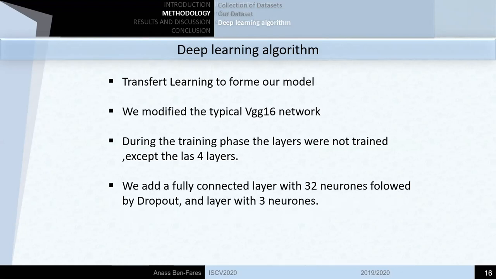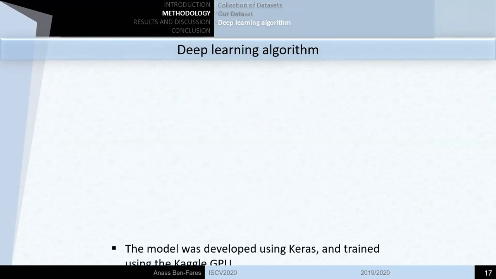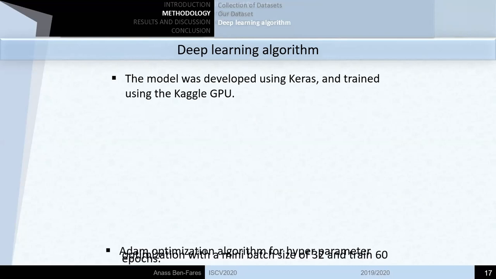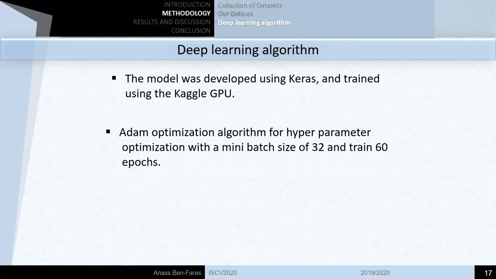The difference between the VGG16 and our model in classification is in the last fully connected layer. We reduce the dimension of features before they are sent to the final classification. So we add a fully connected layer with 32 neurons, followed by dropout, and a layer with three neurons. The model was developed using Keras and trained using Kaggle GPU. We use Adam optimization for training with a learning rate of 0.01, a mini batch size of 32, and train for 16 epochs.